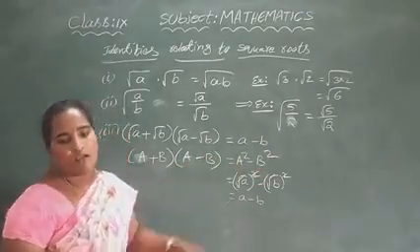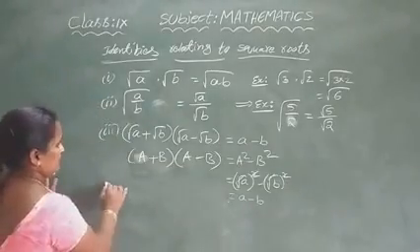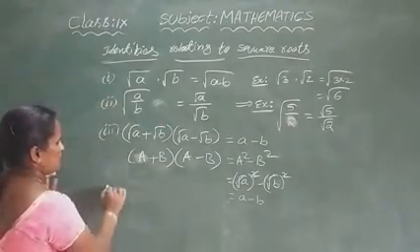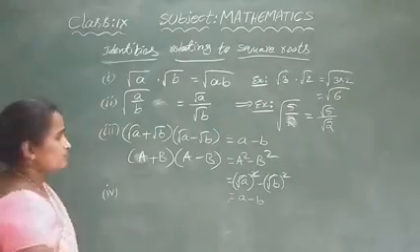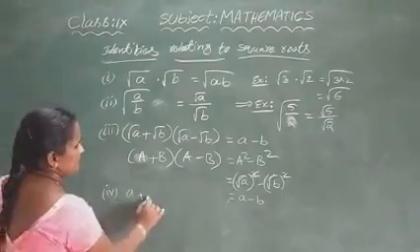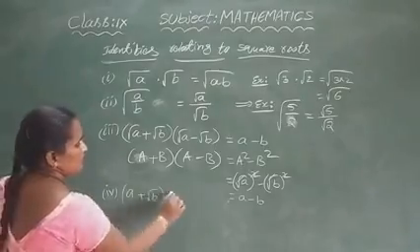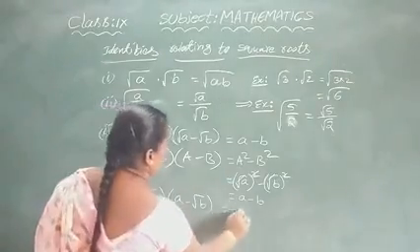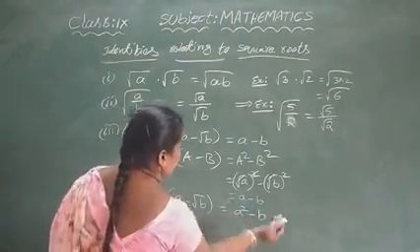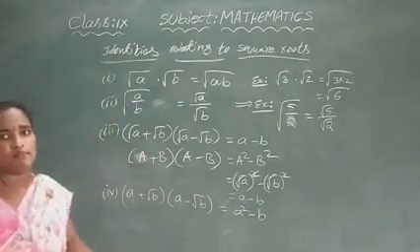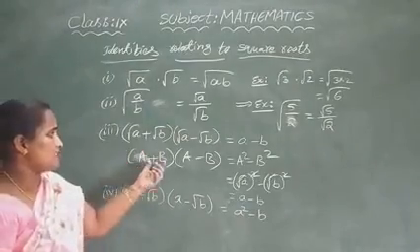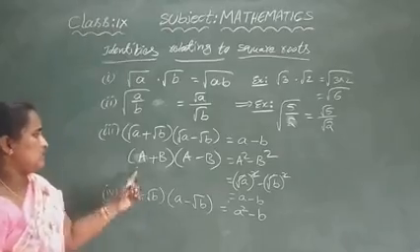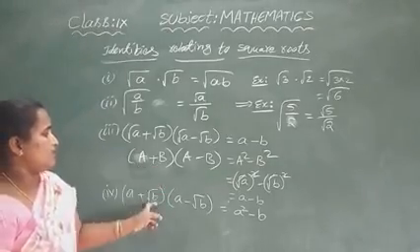This is another identity, ma'am. Next one, the fourth one: A plus root B into A minus root B is equal to A square minus B. Here also you take A plus B into A minus B. This is A and B.